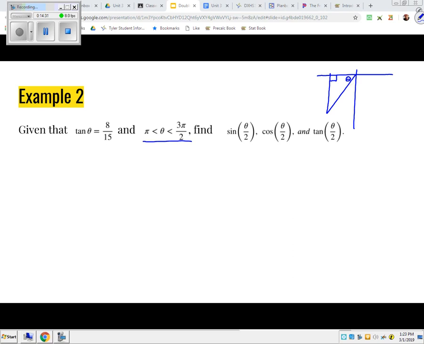Opposite over adjacent. It doesn't, because remember sine and cosine have to be between negative 1 and 1. So opposite over adjacent? Opposite. No, it's not. It's positive.